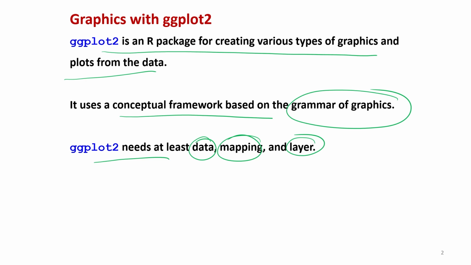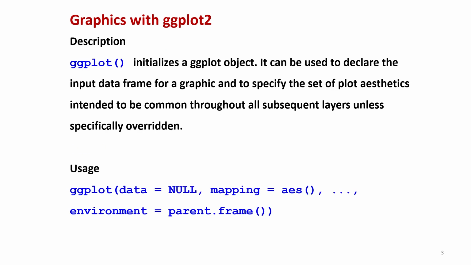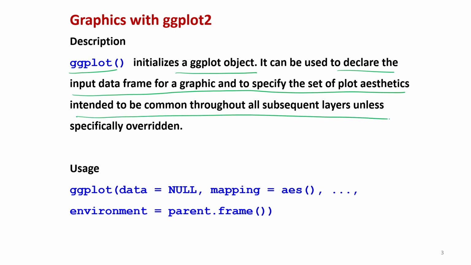I will try my best to explain here what these things are, and then when I take the example, all the things will become clear, right? So when we use the ggplot2 package, ggplot is the command, and this initializes a ggplot object, which can be used to declare the input data in the format of a data frame for the graphic, and to specify the set of plotted aesthetics which are intended to be common throughout all subsequent layers unless specifically overridden.